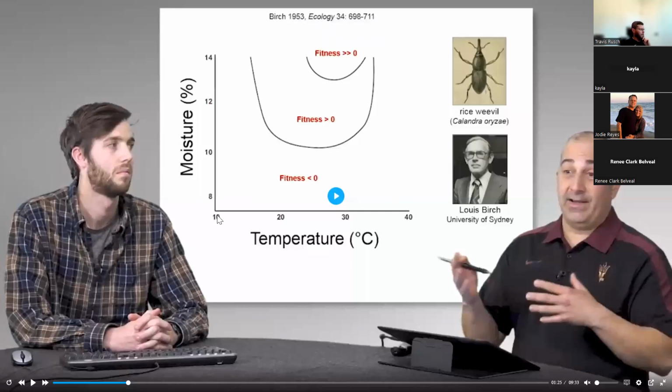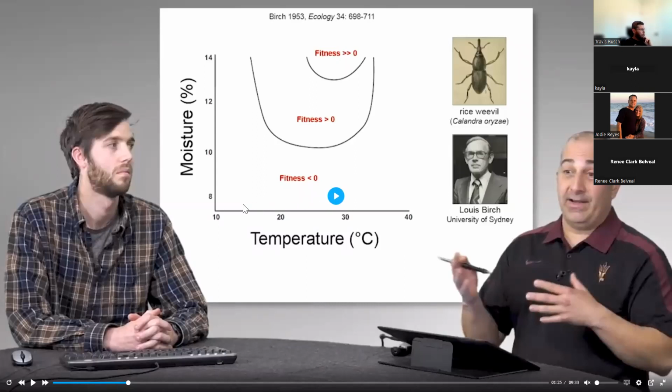So on the x-axis, we have temperature, right? It increases from left to right. It gets warmer as we go to the right. On the y-axis, we have moisture that goes from low to high. And then it has three bins essentially, or areas on this curve. They don't explain how they fit these fitness curves. That's part of these studies over on the side here.